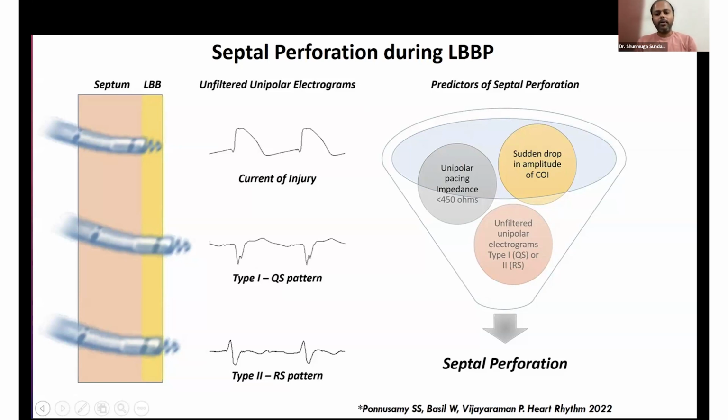But the current of injury is constant. So if you don't have any current of injury after deploying the lead, please don't accept it. Remove the lead from that area because it has already perforated, either micro or obvious. You put it in a new site.